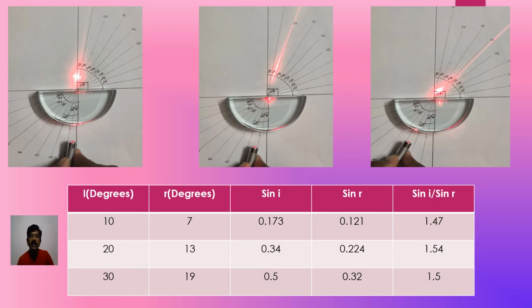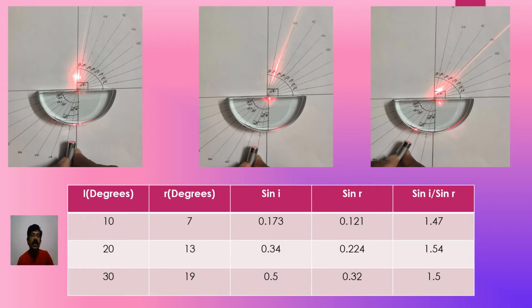If you take the sine values for the angle of incident and the sine values of the angle of refraction, its ratio sin i by sin r is always constant. This is equal to nearly 1.5. So the refractive index of this semicircular glass is 1.5.